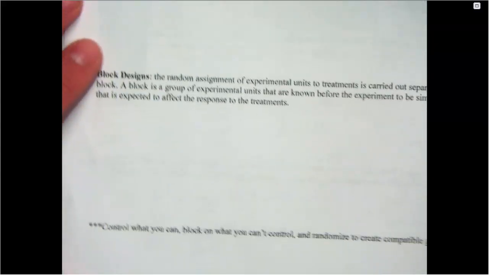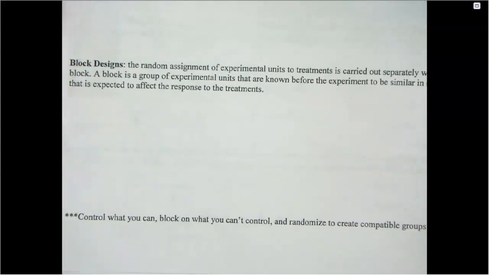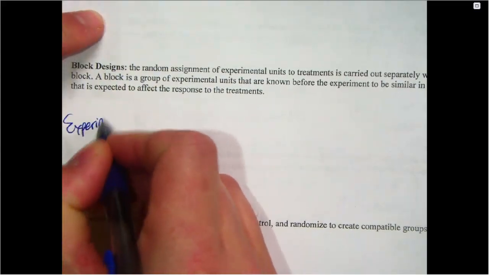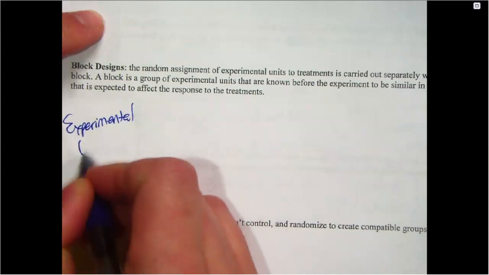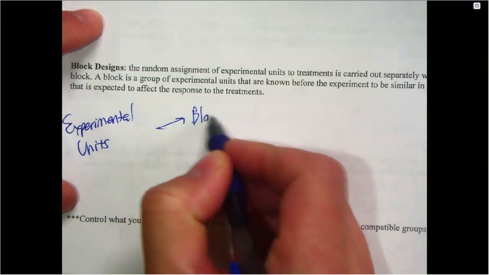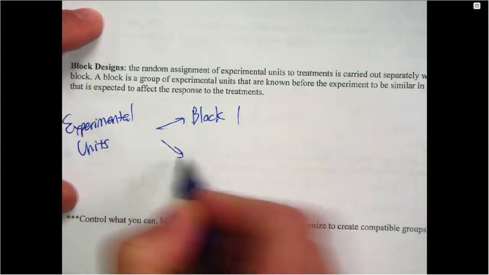Okay, skip matched pair for a second. Go down to block. We talked about that yesterday. You might want to watch what it looks like. I'll give you time to write it. You still start with your experimental units, but now you're putting them into block 1 and block 2. And that's not random. You're doing that intentionally.